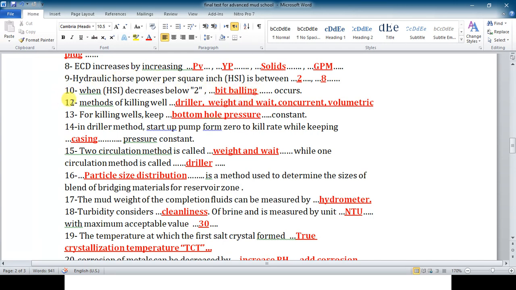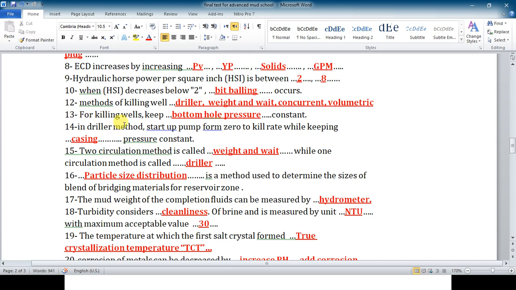Number 12, methods of killing the well. What are the methods? We use the driller method, the wait and weight method, the concurrent method, the volumetric method, and also the bullheading method. There are many methods of killing the well, but the most common ones are the driller and the wait and weight. Number 13, for killing wells, keep the bottom hole pressure constant.